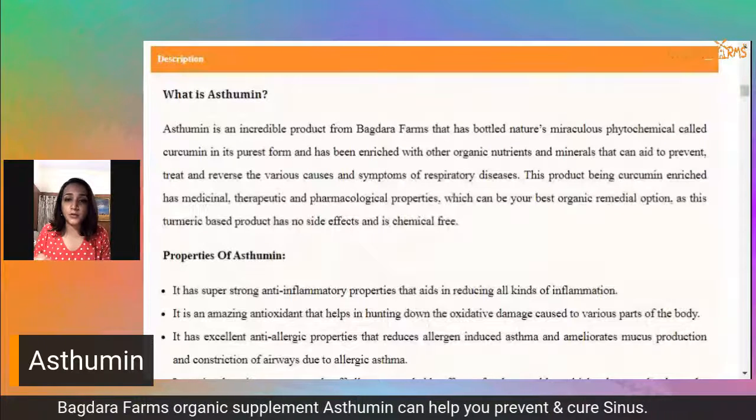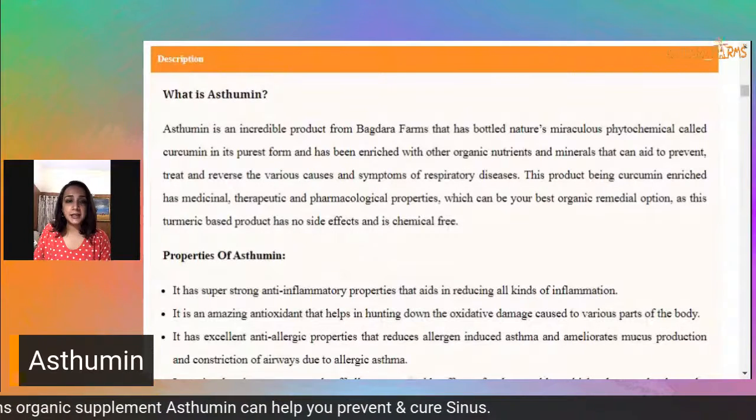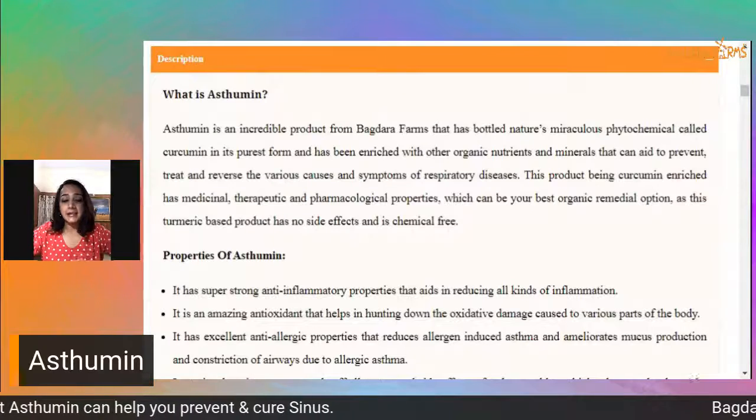We are talking about problems of sinus, how sinus happens and how this can be taken care of with a natural therapy. It has antifungal properties.